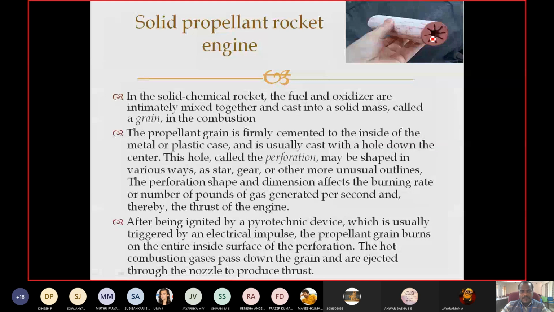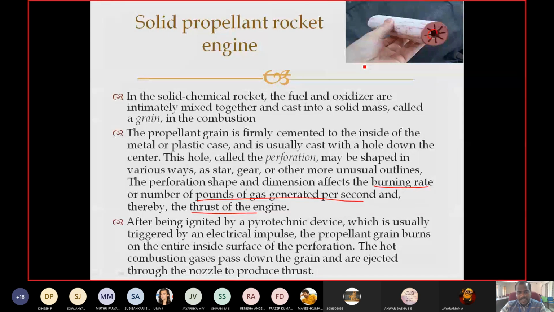So this profile matters, because we can get the combustion depending upon our requirements. This hole, called the perforation, may be shaped in various ways, as stars, gears, and other more unusual outlines. The perforation shapes and dimensions affect the burning rate. So the perforation is provided to control the burning rate. The number of pounds of gas generated per second can also be controlled with these shapes, and thereby the thrust of the engine. So with this, we can control the thrust of the engine.